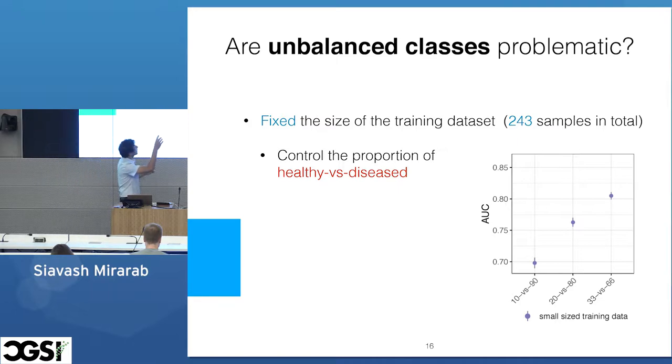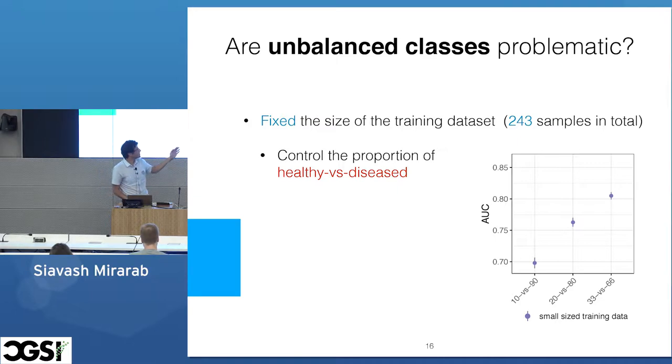So we took a fixed number of training points, quite a small number, 243 in this case, but we changed the balance between healthy and diseased training points, right? So the healthy samples could be as low as 10%, as high as 33%. And on the y-axis, I'm just showing you AUC, the area under the curve of the ROC, which is your measure of accuracy.